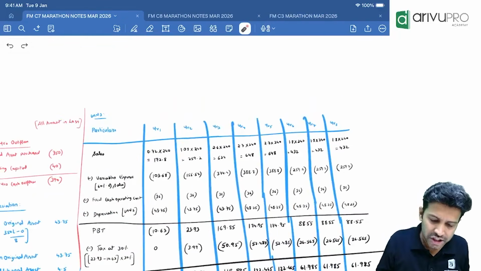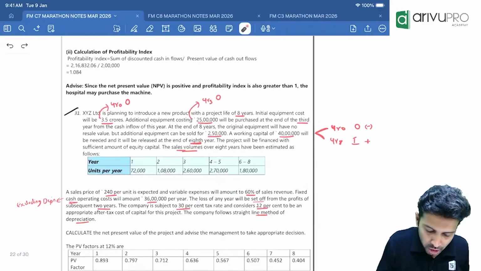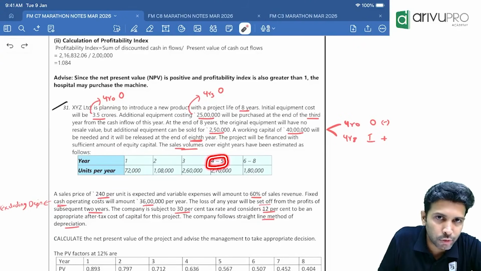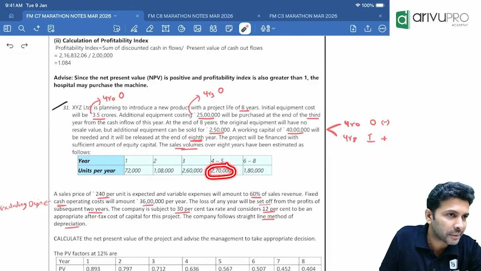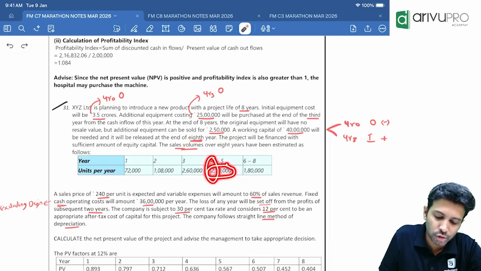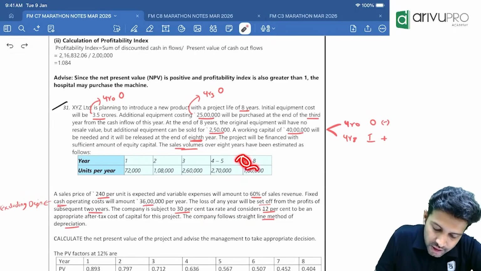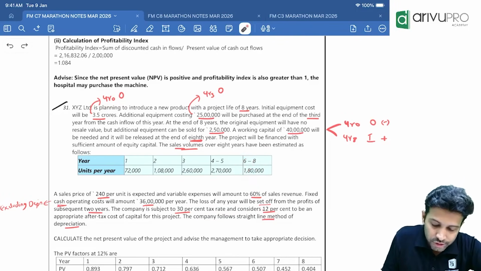Next is your cash inflow. One column approach or 8 columns? 8 columns. They have given the number of units sold. People, be careful here. They have written 4 to 5, right? The 4th year and 5th year put together is not 270. The 4th year also 270, the 5th year also 270. Here also the same thing: 6th year 180, 7th year also 180, 8th year also 1,80,000. So this is the number of units.